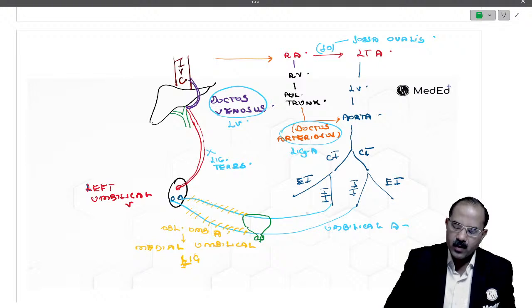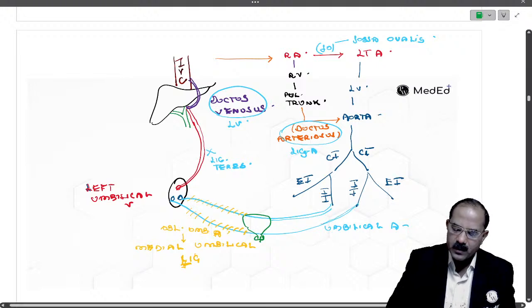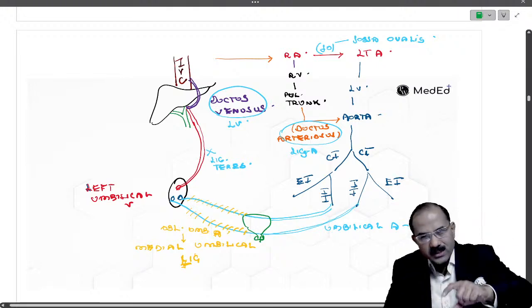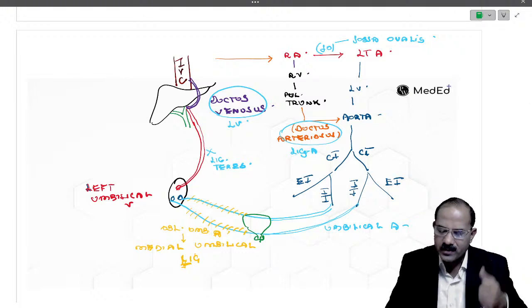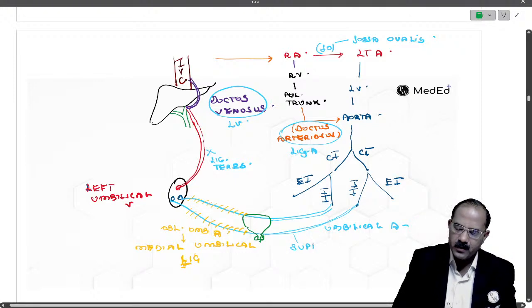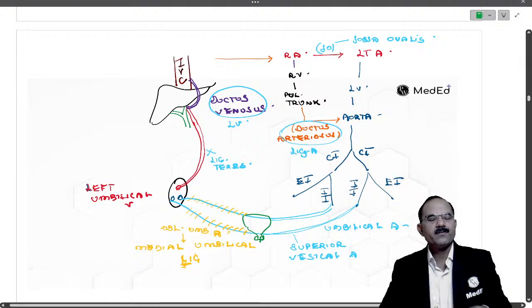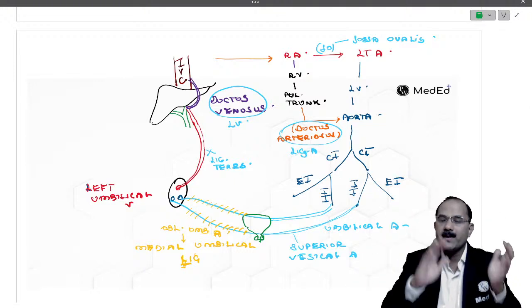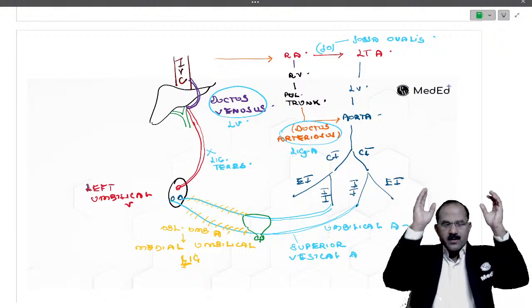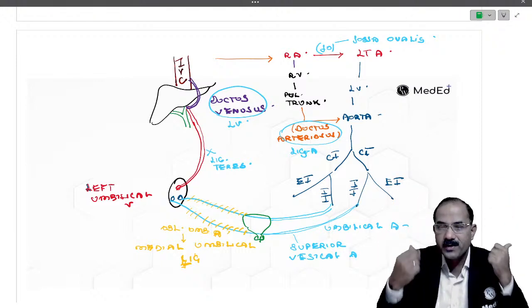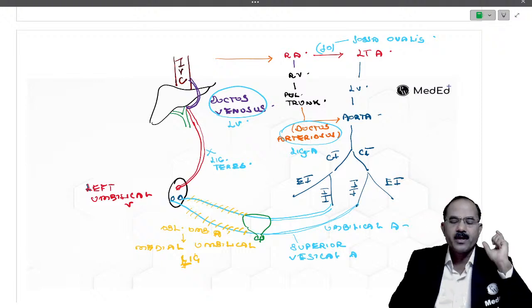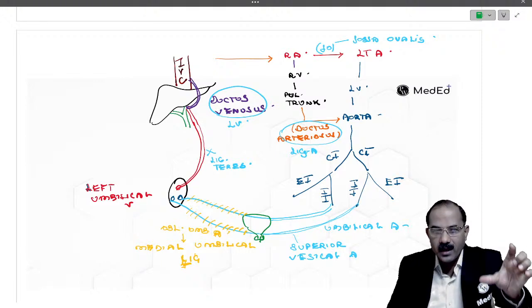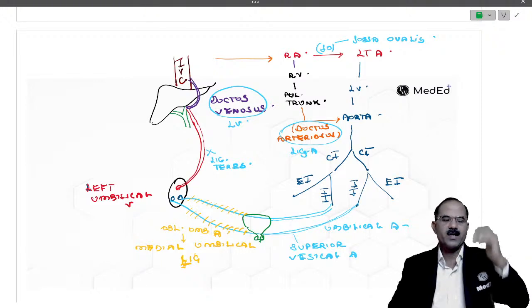And this is the non-obliterated part of the umbilical artery. It begins from the internal iliac. It now supplies the bladder. It is now known as the superior vesical artery. So the superior vesical artery is the non-obliterated part of the umbilical artery, and the obliterated part of the umbilical artery becomes the medial umbilical ligament. Hope this is clear to all of you.